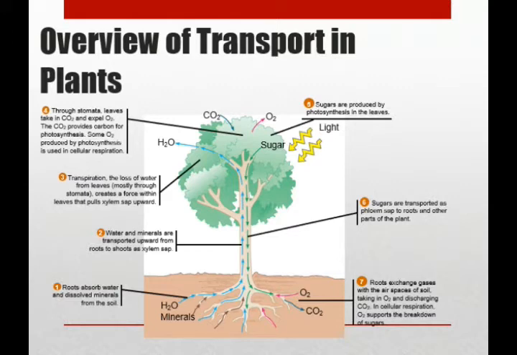Through stomata, leaves take in CO2 and expel O2. The CO2 provides carbon for photosynthesis. Some O2 produced by photosynthesis is used in cellular respiration. Sugars are produced by photosynthesis in the leaves. They are transported as phloem sap to roots and other parts of the plant.